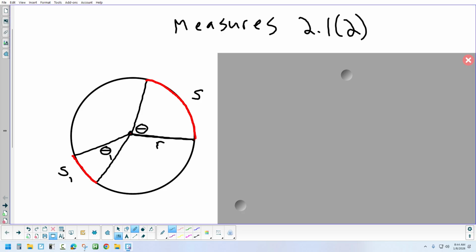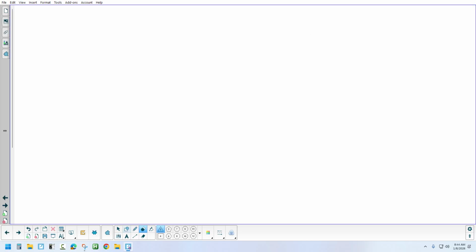So each angle has the same vertex, comes out from the center, hits the circle here and here. This angle hits the circle here and there. And what I'm drawing is an arc between those two dots. And our goal is to figure out a formula for arc length, for S. So let's start with a couple pictures.